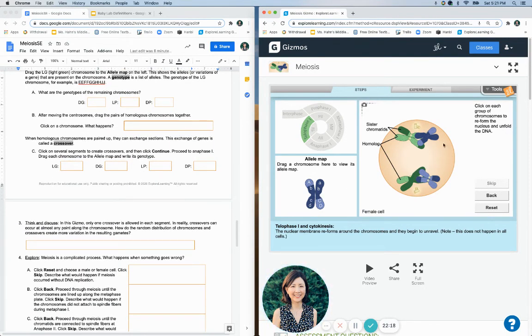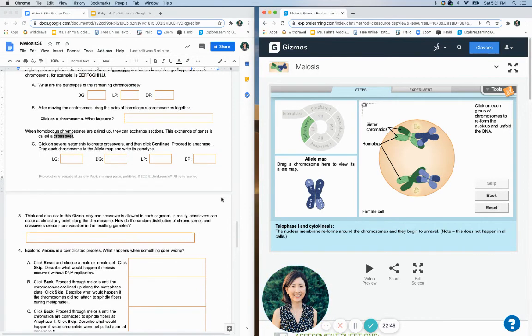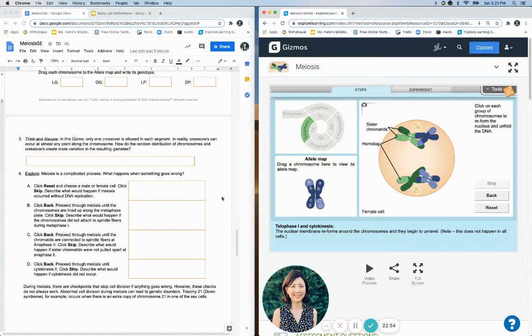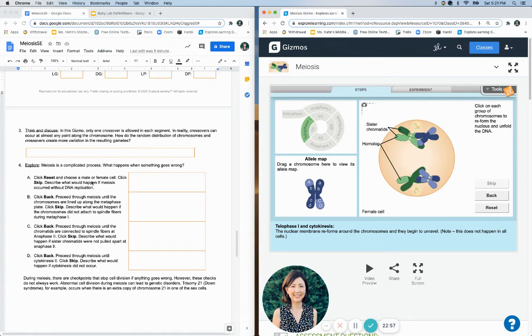So notice when these are crossing over, that it kind of mixes up these. This used to be all little letters, but now there's some different genes that got swapped with the other homologous pair. And so now when this splits apart, this is going to be different from this, and this is going to be different from this. So it creates four unique cells, four cells with unique DNA, unique combinations of genes. All right, click skip.